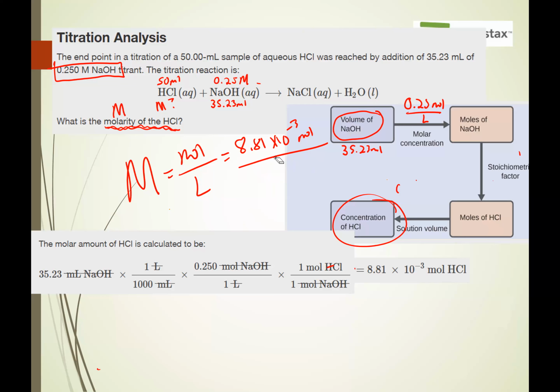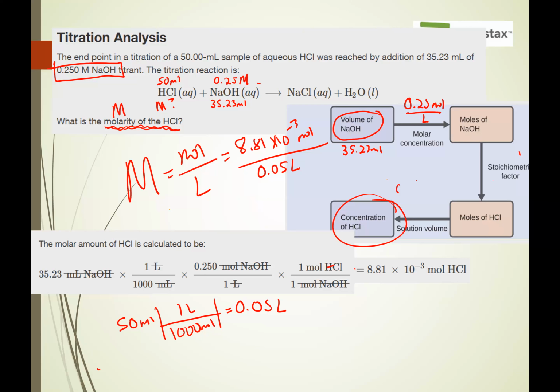I'm going to write again how I got those liters. So if you have 50 milliliters, there's 1,000 milliliters in 1 liter. That gives us 0.05 liters. Everyone see that? So we just put 0.05 liters on the bottom.